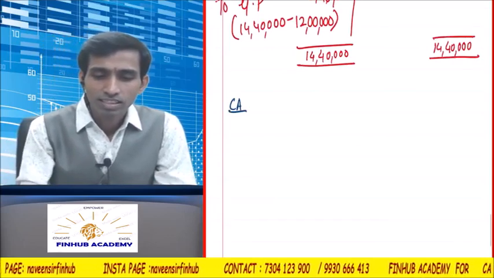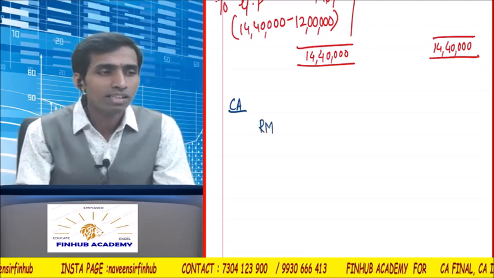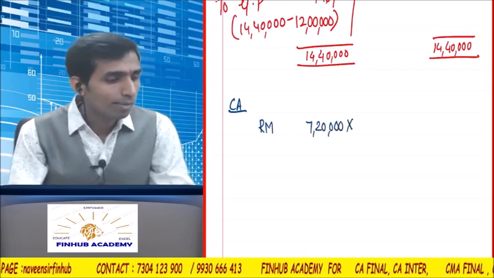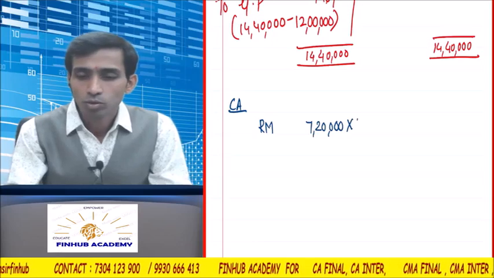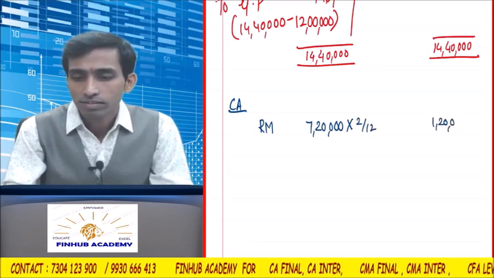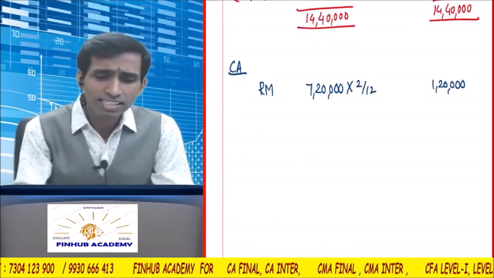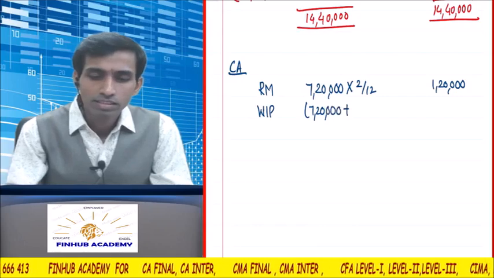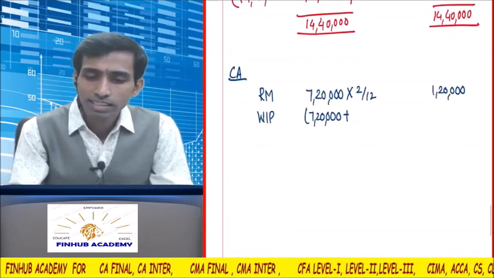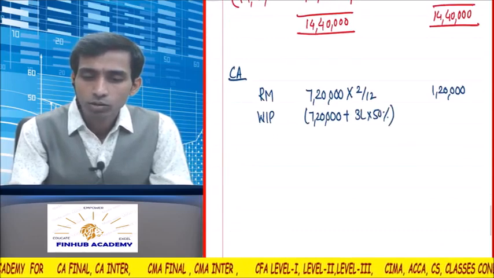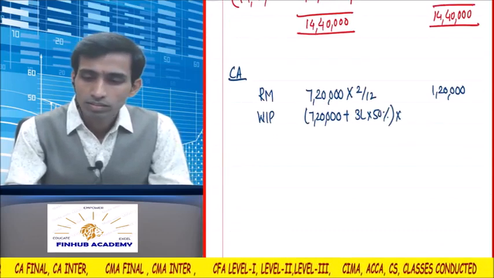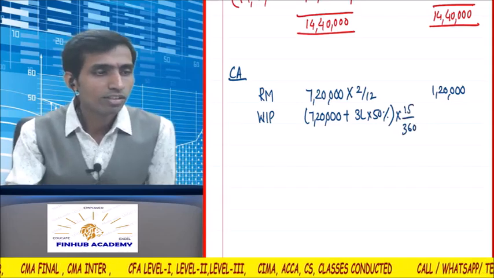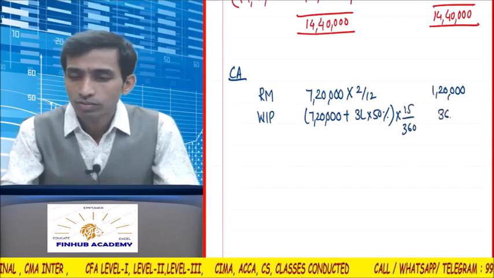Current assets: raw material stock is valued at 7,20,000. Raw material consumed into how many months? 2 by 12. Answer is 1,20,000. Then next is WIP. WIP is 7,20,000 plus 3 lakh into 50%, into period 15 by 360. I'm assuming in a year there are 360 days. How much? 36,250.